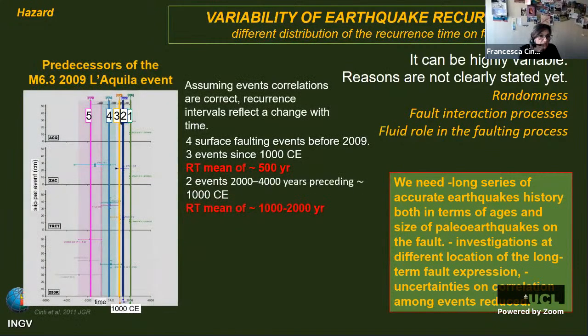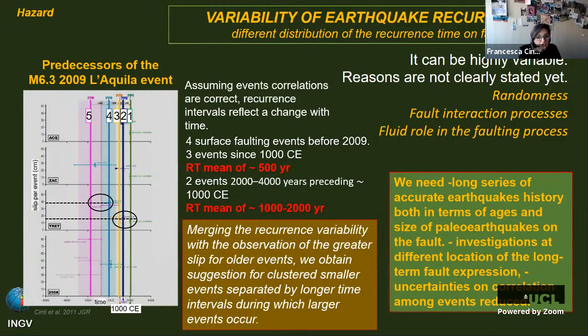I will just show you the example of the L'Aquila event, not because it's the most well constrained, but only because it belongs to me, and also because it's the first time that in the Apennines palaeoseismic records point to this kind of variability. And actually, merging the recurrence variability with the observation of greater slip for older events, we obtain a suggestion also for clustered smaller events separated by longer time intervals during which large events occur. And something similar we observed also when opening trenches across the Norcia surface rupture.